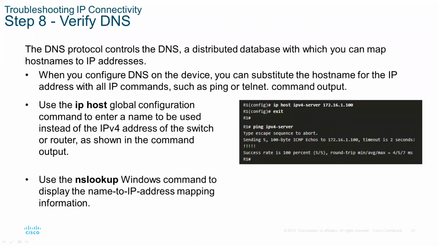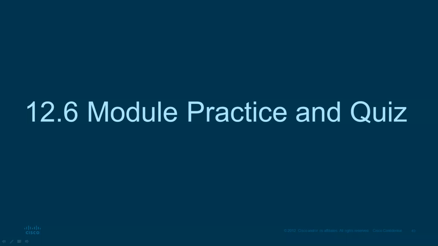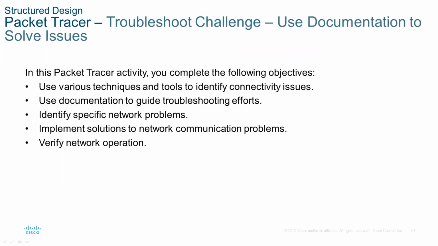And if you're trying to telnet or doing some other remote access, every valid IP address on a router is a valid entry point for remote access. There are some troubleshooting Packet Tracer activities associated with the chapter, please complete. Alright, so there's a couple more to do. And using documentation to solve issues.